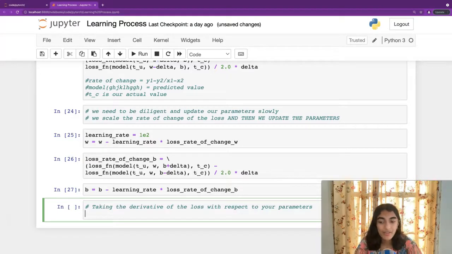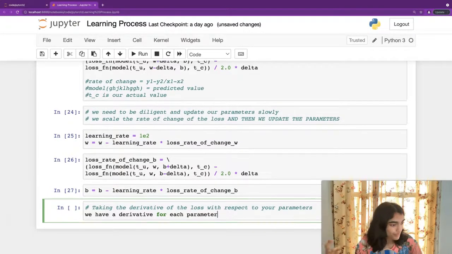Okay, so we have a derivative for each parameter. In this case, we have 2 parameters, our weight and our bias, so we're going to have 2 derivatives for our situation. And then we put them in a vector.